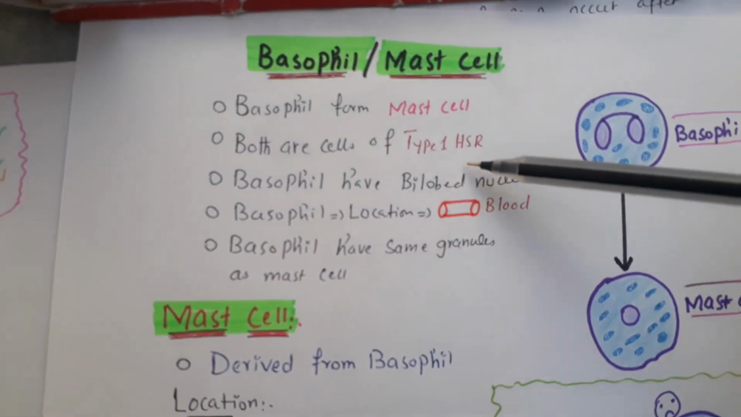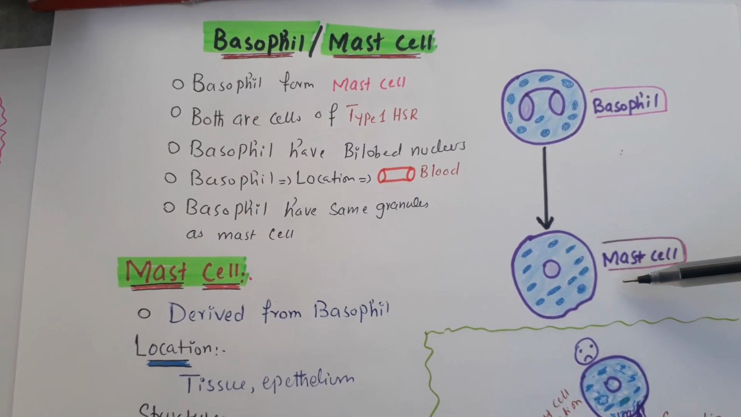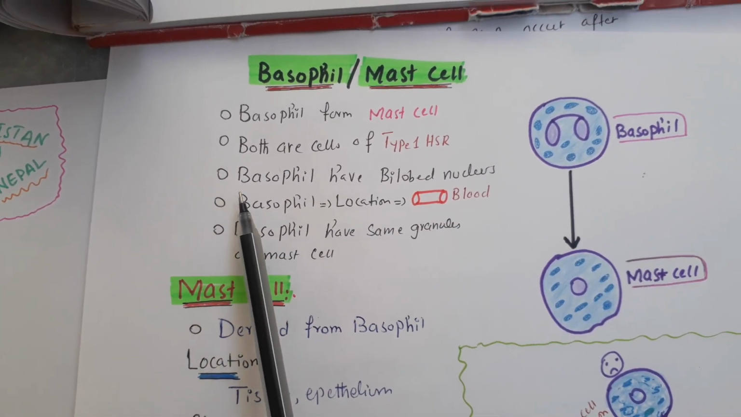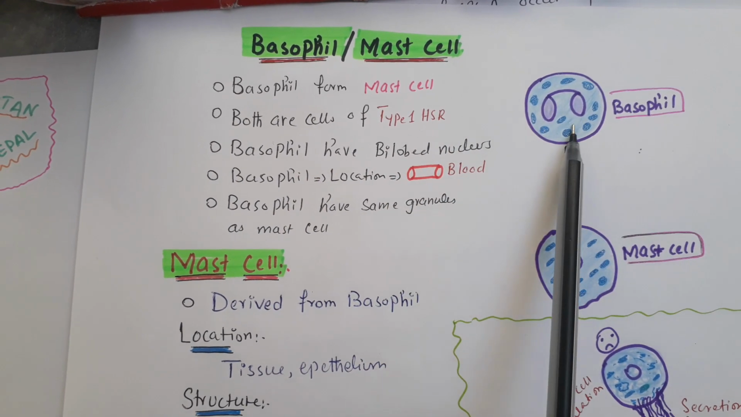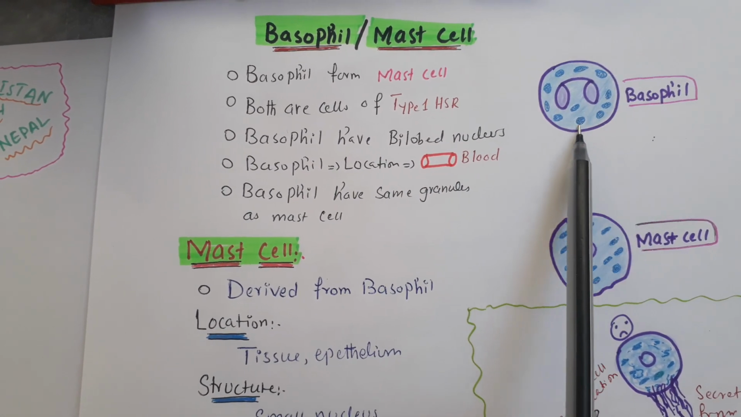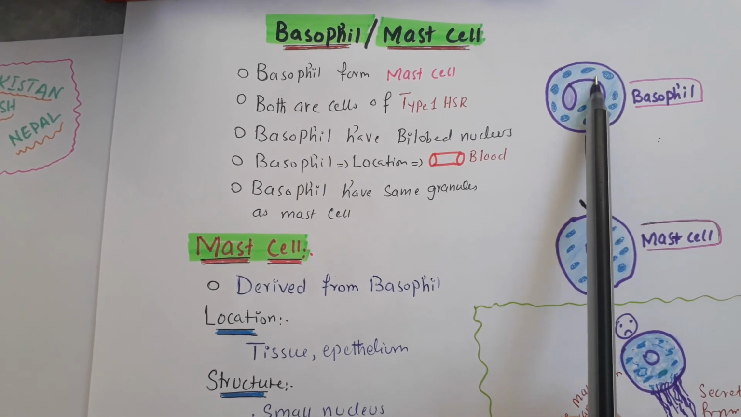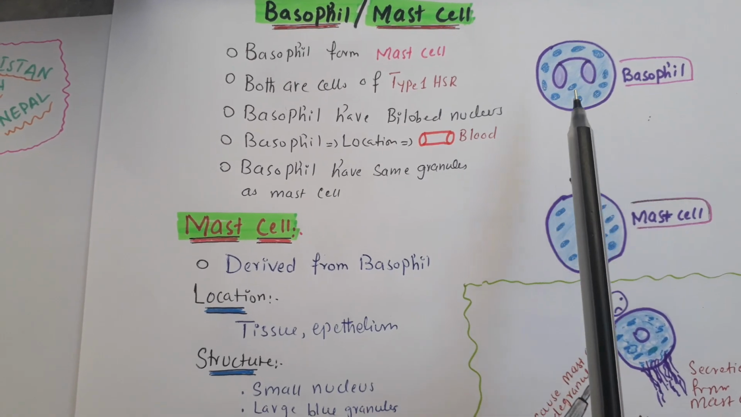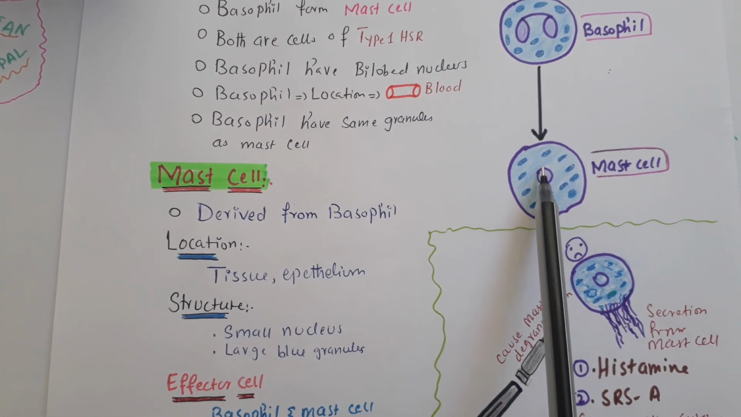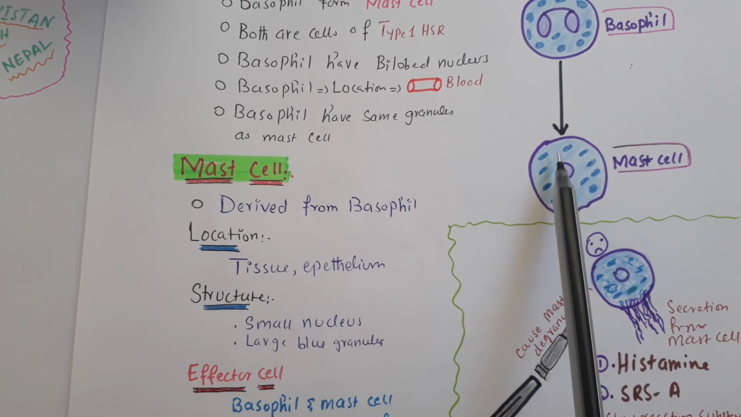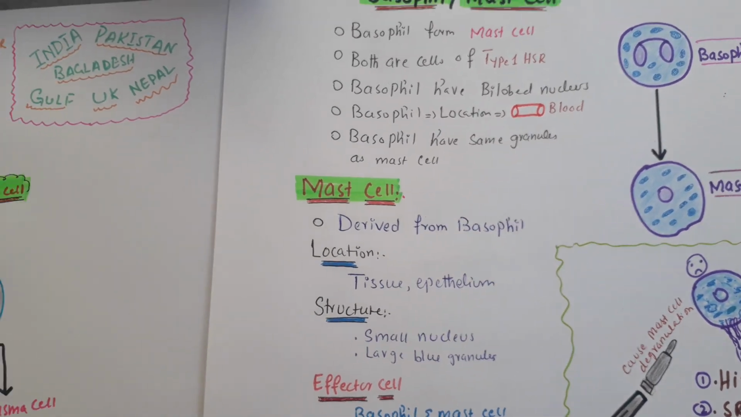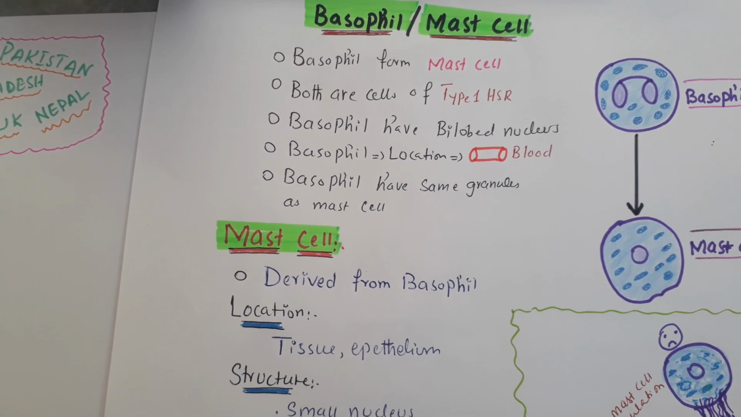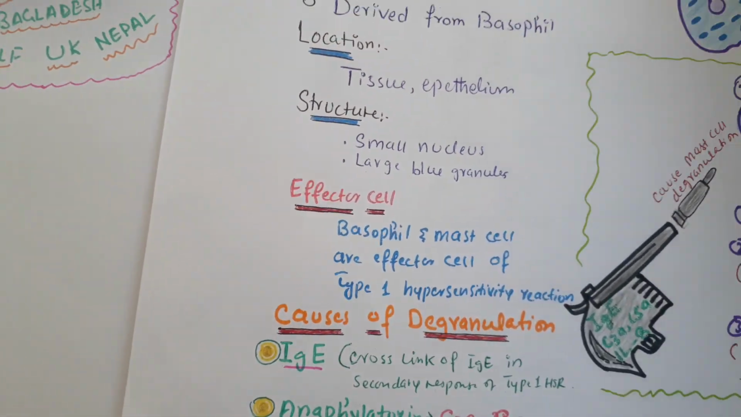basophil. Now, mast cells and basophil, as we already know, basophil is going to form mast cells. For the location of basophils, from this B you will remember blood, and from this B you will remember bilobed nucleus. It has a bilobed nucleus and large blue granules. Eosinophil also has a bilobed nucleus, but eosinophil will have red granules and basophils have blue granules. Now, the mast cells will have a small nucleus, one lobe nucleus, and also large blue granules. Both of these, basophil and mast cells, are cells of type 1 hypersensitivity reactions.